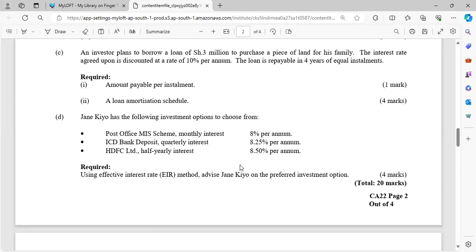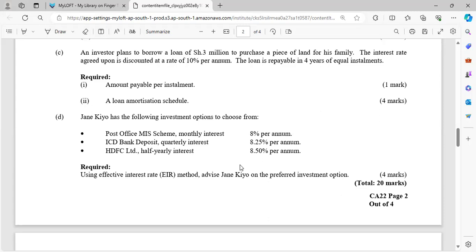Question number 3D discusses the use of the effective interest rate method to compare the dividend yield of the preferred investment option. The interest rate method is basically a compounding method, which advises the investor whether they can get anything out of their investments. In this case, we are told that Jen has the following investment options to choose from.